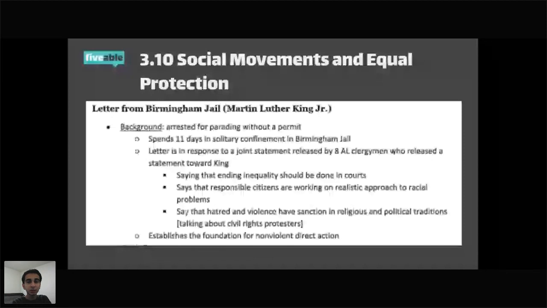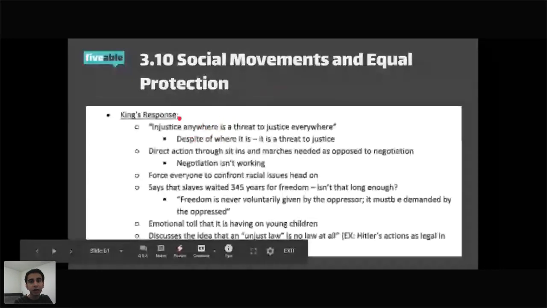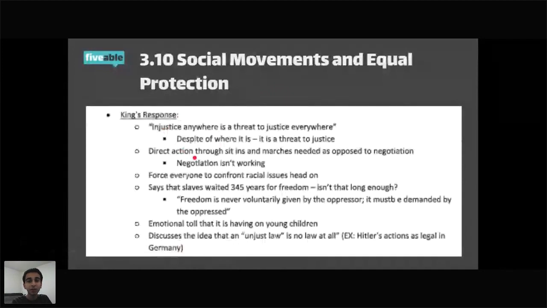So in terms of what King said, these are some important quotes and details that I picked out. He said, injustice anywhere is a threat to justice everywhere. He said that slaves waited 345 years for freedom. Isn't that long enough? And he discusses this idea of an unjust law is no law at all.